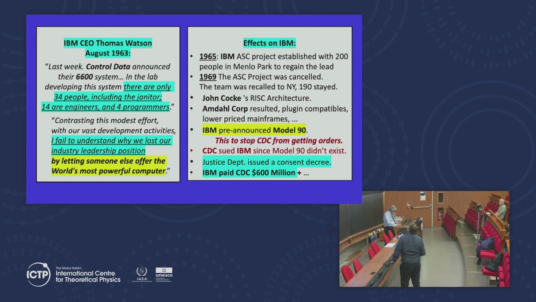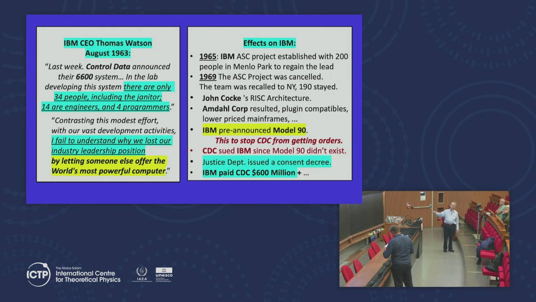There was an interesting thing happened here, and a bit of nasty work here. So the CEO of IBM made this quote: Last week, Control Data announced the 6600. In the lab developing this system, there were 34 people, including the janitor, 14 engineers, and 4 programmers. I fail to understand how we lost leadership position when we have hundreds and hundreds of people working. So they started a new project. They put 200 people in California to correct this situation. And there was a lawsuit because, as I said, all's fair in love and war. IBM announced a new Model 90, which didn't exist.